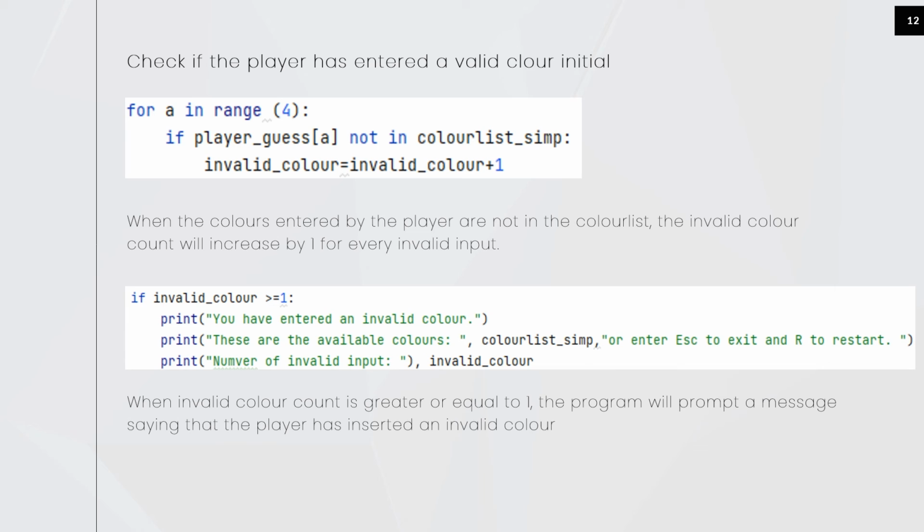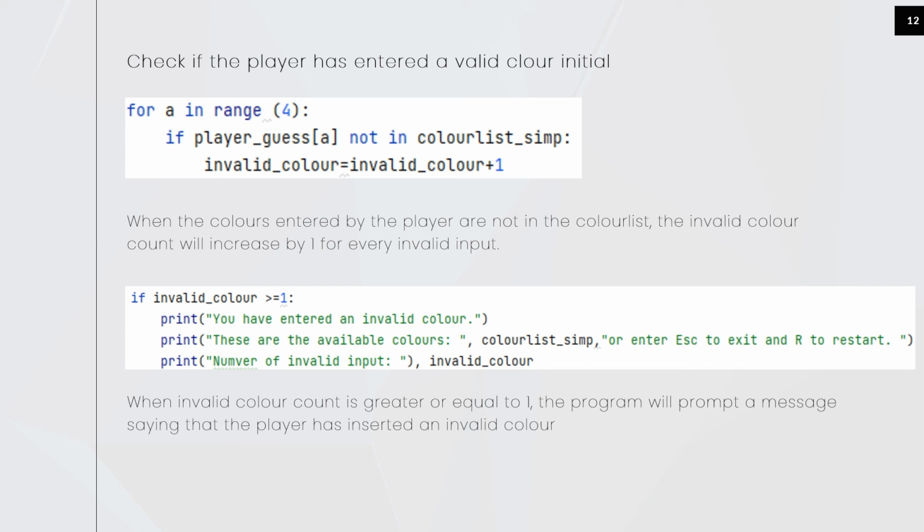Moving on, I have used a logical operator to check if the player has entered a valid initial. When a color entered by the player is not in the color list, the invalid color count will increase by 1 for every invalid input. When the invalid color count is greater than or equal to 1, the program will prompt a message saying that the player has inserted an invalid color.